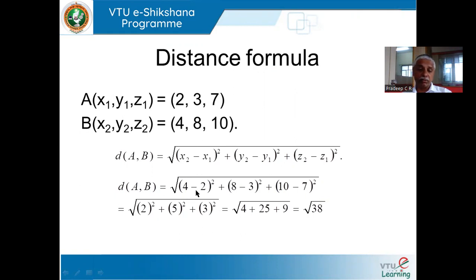So 4 minus 2 is 2, 2 square is 4. 8 minus 3 is 5, 5 square. 10 minus 7 is 3, 3 square. So 2 square is 4, 5 square is 25, 3 square is 9. 25 plus 4 plus 9 looks like it's 38, root 38. Please check, I might make mistakes with some numericals. So please make sure that even if I made it, please correct. In this case, I think I have not made any mistake.